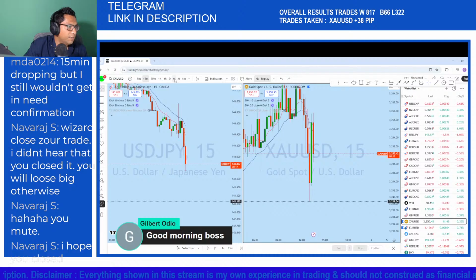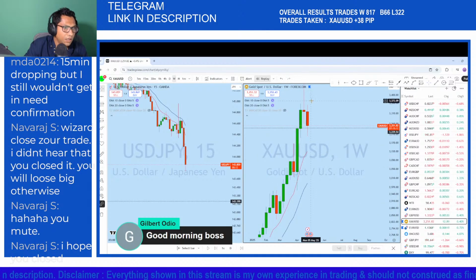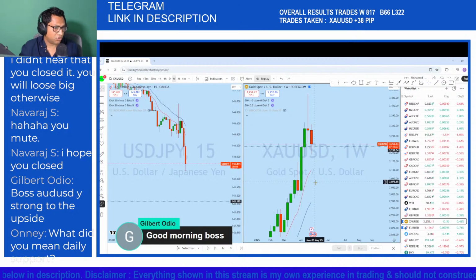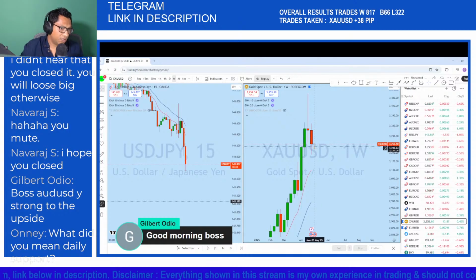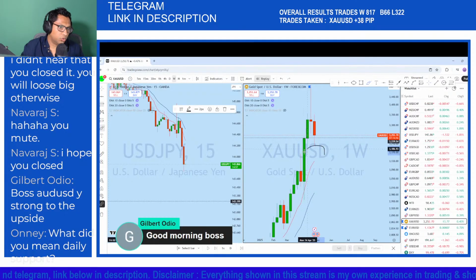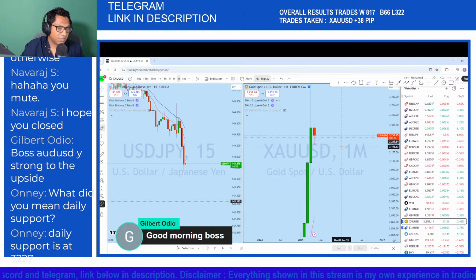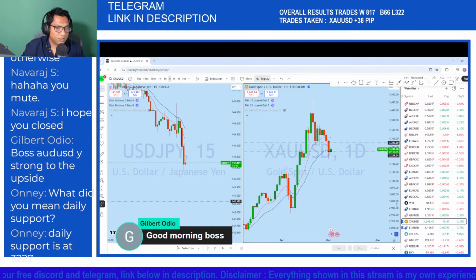If we look at the bigger picture from the weekly, from this doji, the market has got rejection. So if the weekly support breaks here, then we may see a big imbalance here, and we could see the market drop a lot. On the monthly, from the monthly resistance, it got rejection, and this is the monthly resistance.